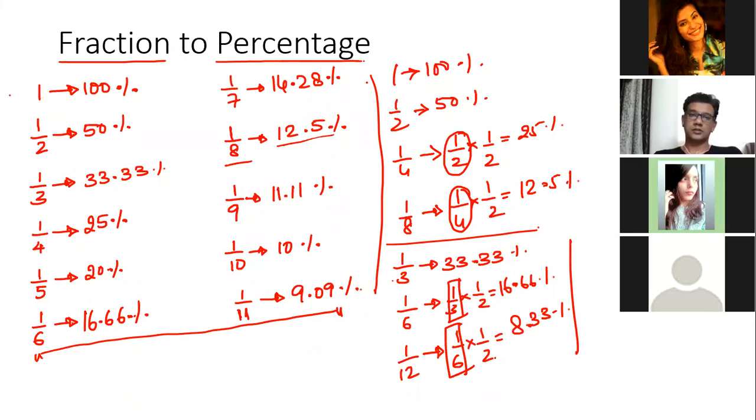Yes, Anuja. Sir, can you explain this part? I didn't understand. Which one you didn't understand, Anuja? Sir, 1 by 4 is equals to 1 by 2 into 1 by 2. After that, 1 by 8 is equals to 1 by 4 into 1 by 2. This part. Okay. See, basically, Anuja, if I ask you to do half of 1 by 4, what is half of 1 by 4? 1 by 2. Sure.